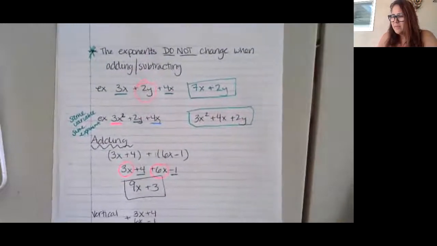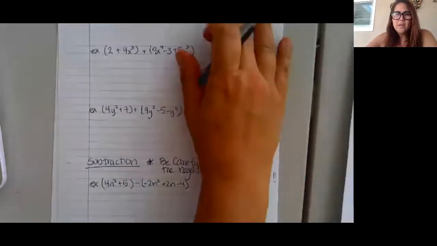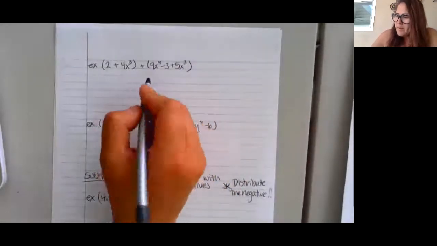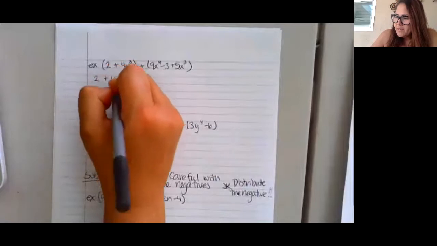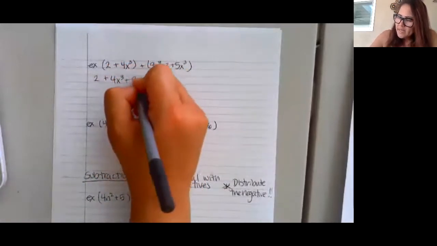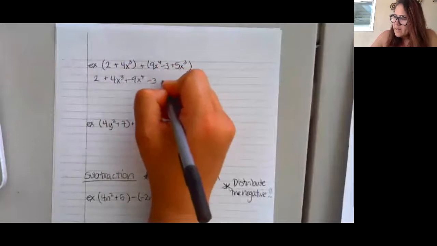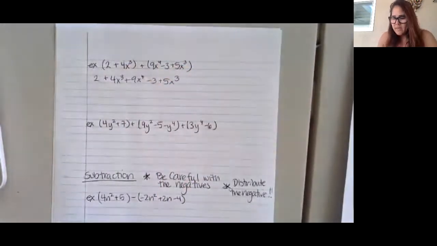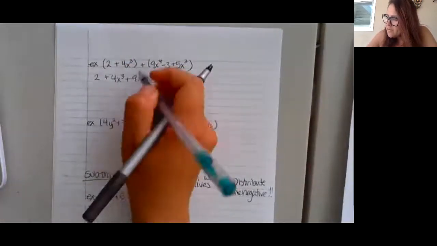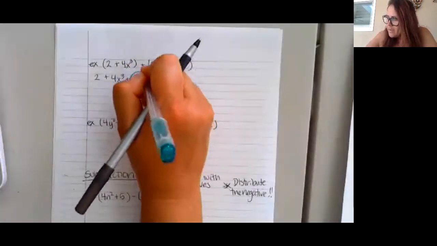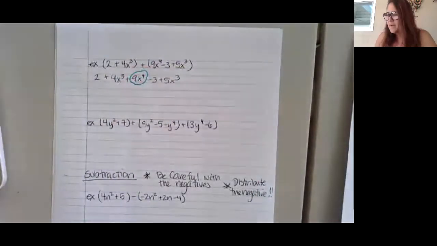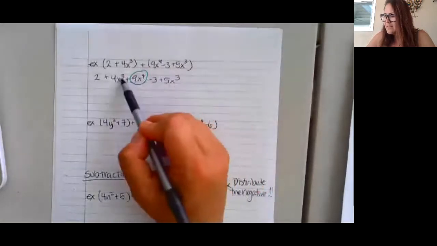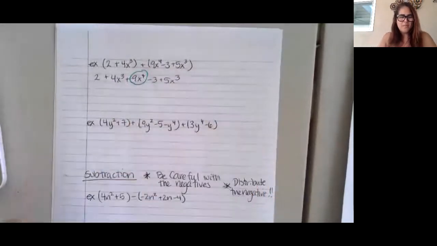All right, let's try another couple of examples. Up here I'm adding. I'm just going to break them all apart. So I'm going to have 2 plus 4x cubed plus 9x to the 4th minus 3 plus 5x cubed. I am going to figure out what I can combine. So I've got this 9x to the 4th, and I'm going to put a green circle around it. And there's nothing else I can combine it with because I have other things that have the same variable, but these have different exponents, so that doesn't work.